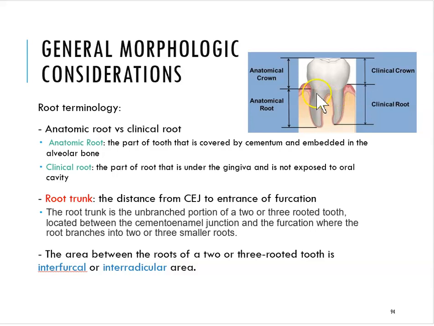The root trunk is the distance from the CEJ to the entrance of the furcation. So if I were to color the root trunk over here, let me try to attempt to do that. This is the root trunk right here. In fact, I have a better picture in a different slide, so maybe I'll bring that up later. This area right here where the furcation is, so this area that I am trying to draw, is known as the interradicular or intraradicular area. It's basically wherever you have a 2-rooted or even a 3-rooted tooth, the area between the roots is known as interradicular or intraradicular.